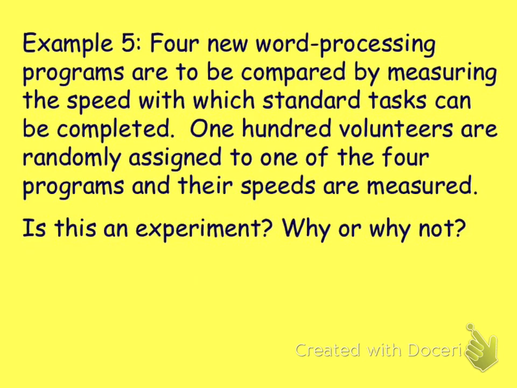Four new word processing programs are to be compared by measuring the speed with which standard tasks can be completed. Very simple. 100 volunteers are randomly assigned to one of the 4 programs, and their speeds are measured. Is this an experiment? Yes. Randomly assigned tells me experiment. If it says randomly selected, then that means observational. So assigned is experiment. Yes, a treatment is imposed.